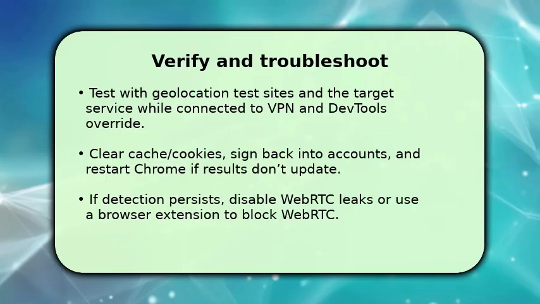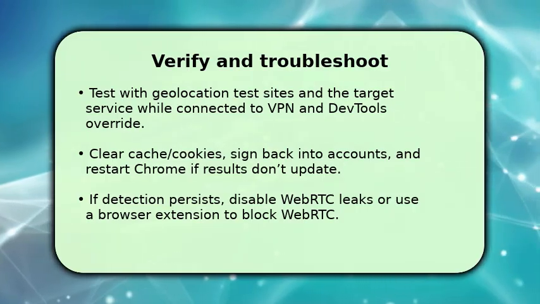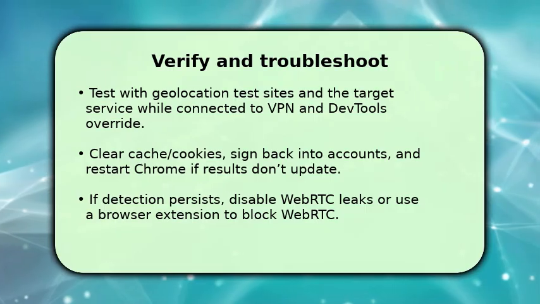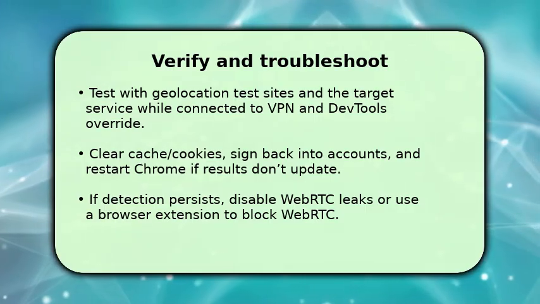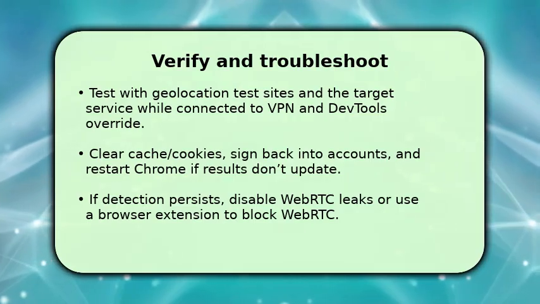One common issue is WebRTC or DNS leaking your real IP. Make sure your VPN blocks WebRTC or install a WebRTC block extension. If problems continue, try a different VPN server in the same country or use a dedicated proxy for that service.